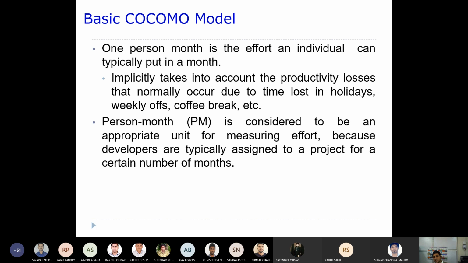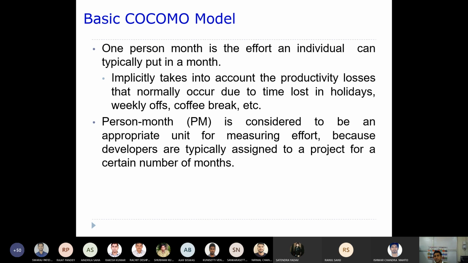So person-month is considered to be an appropriate unit for measuring effort. This is the unit for effort. From this you may be able to understand a little bit: one person-month means there is a person who will be working for a month. In the next slide you will better understand this person-month.